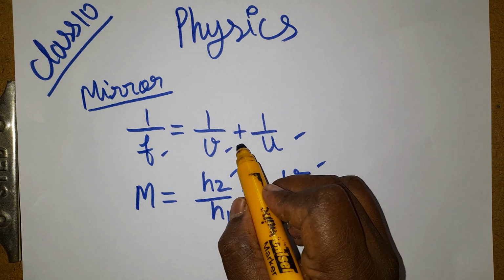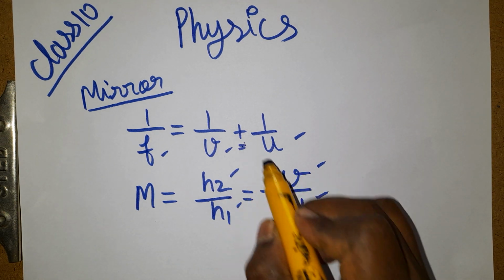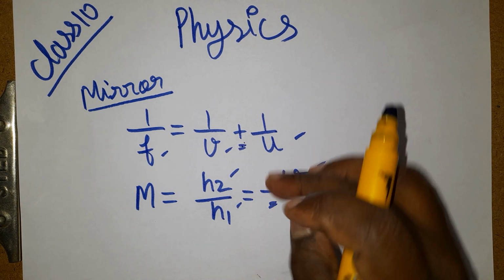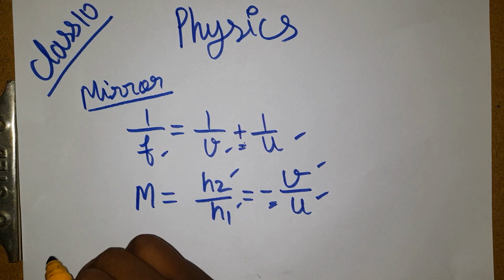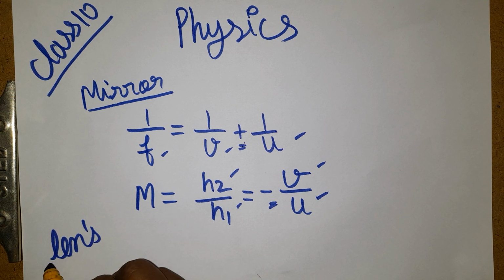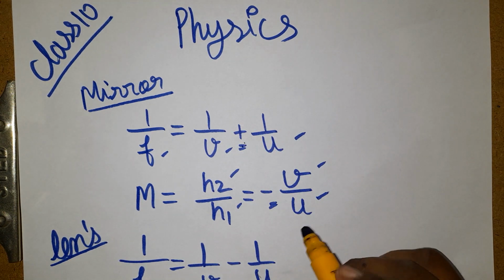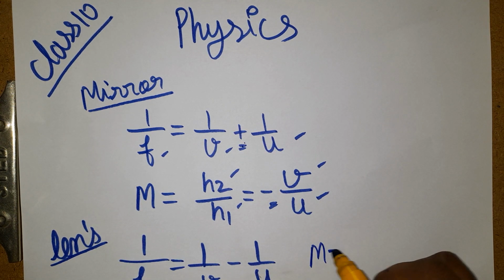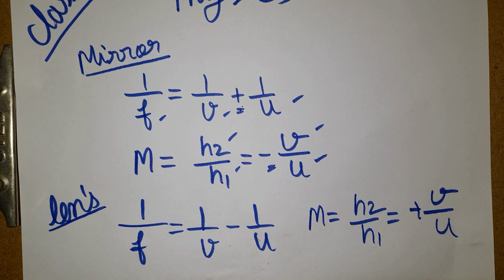Okay, here plus will come. Whenever there is plus in between, here we will get minus. In case of the lens formula, here minus will be there, and magnification will be plus. Okay, again the next important thing, lens formula: 1 by f is equal to 1 by v minus 1 by u. See here, it is opposite. Then magnification, m is equal to h2 by h1 is equal to plus v by u. Very simple. Okay, next one.